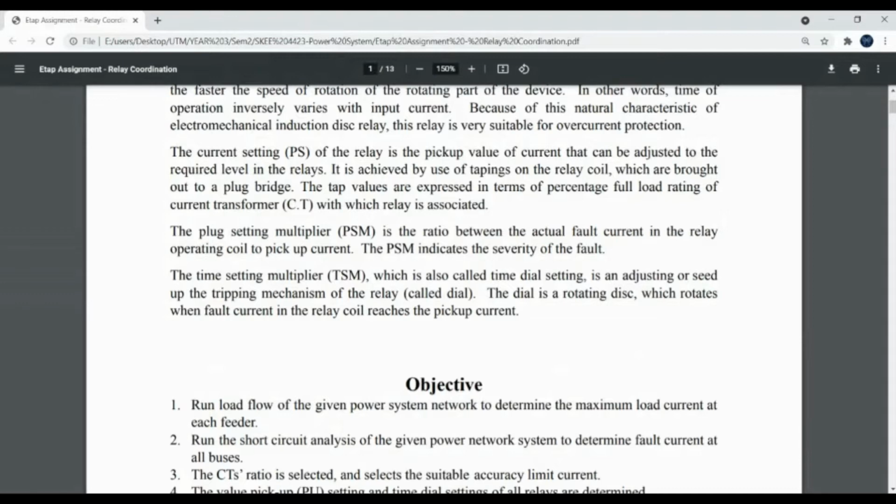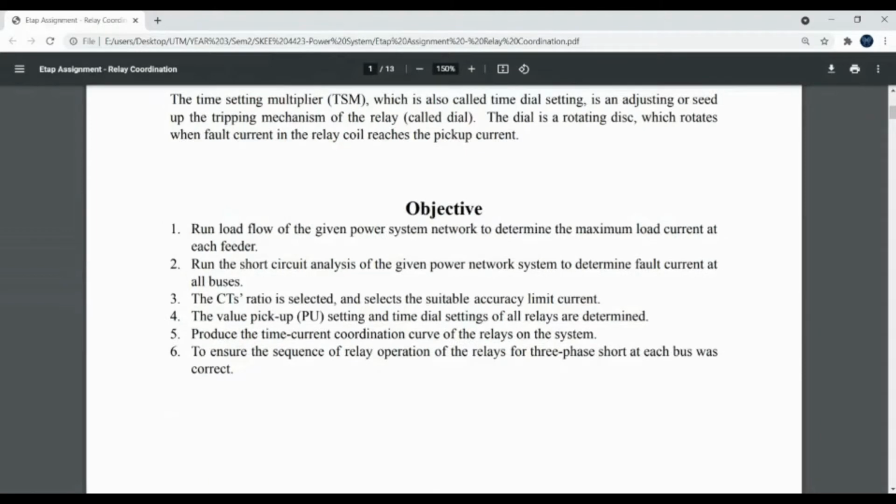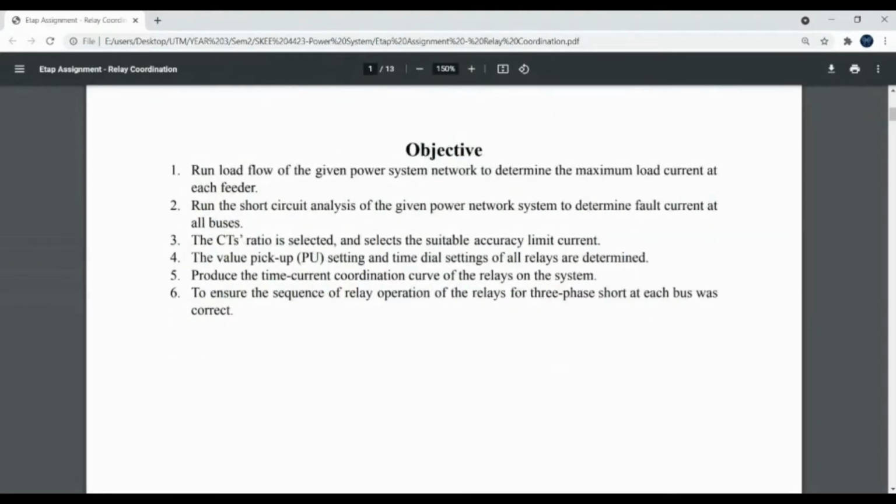The plug setting multiplier is the ratio between the actual fault current in the relay operating coil to pickup current. The PSM indicates the severity of the fault. The time setting multiplier, which is also called time dial setting, is used to adjust or set up the tripping mechanism of the relay. The dial is a rotating disc, which rotates when fault current in the relay coil reaches the pickup current. There are 6 objectives in this project.